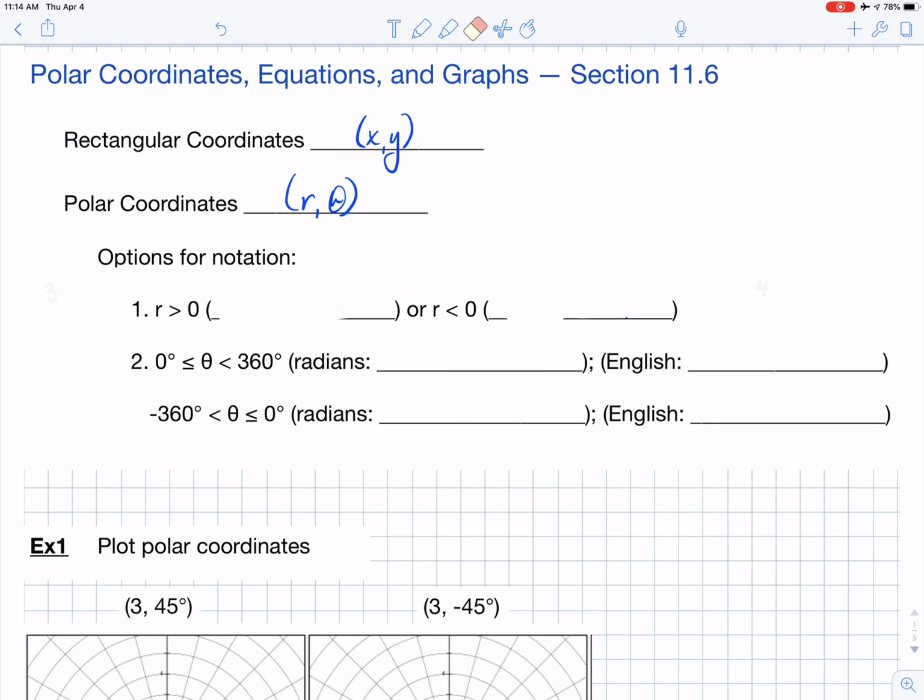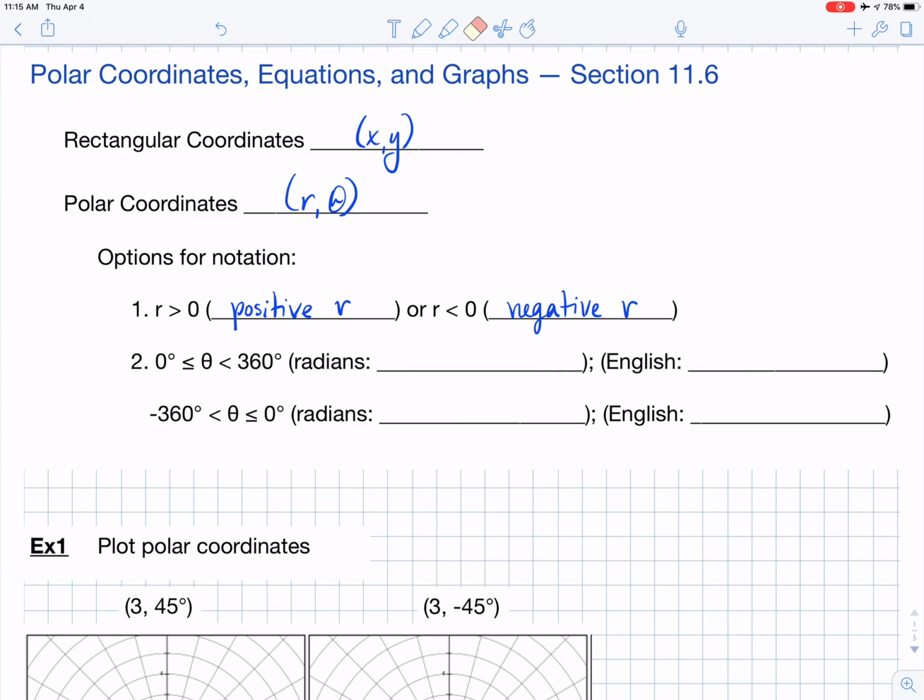Now we have some options for notation. We could have an R that is greater than 0 or an R that's less than 0. And so by now, hopefully you understand that the English version of greater than 0 simply means that it's going to be positive. And so here we're talking about a positive R in English. Or secondly, if R is less than 0, this is going to be a negative R in English. So that's the first option. My R could be pos or neg.